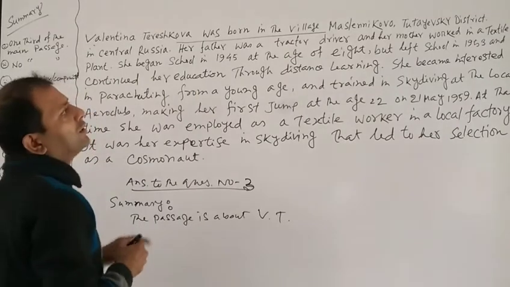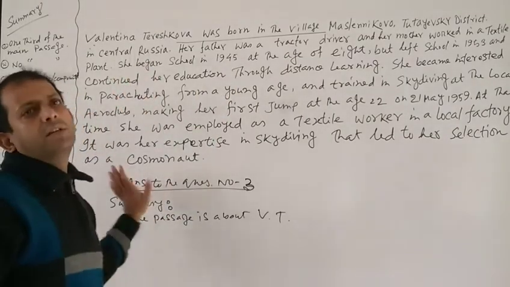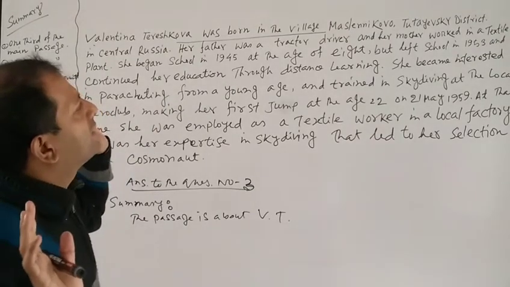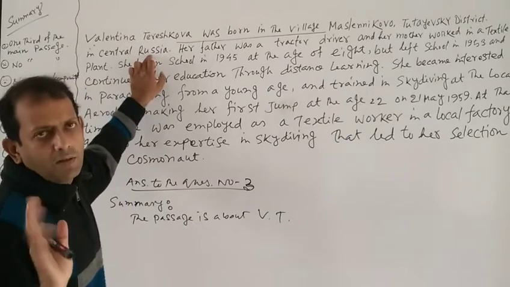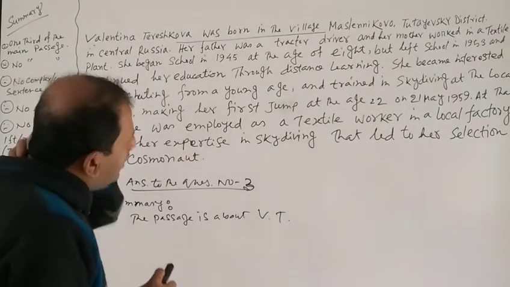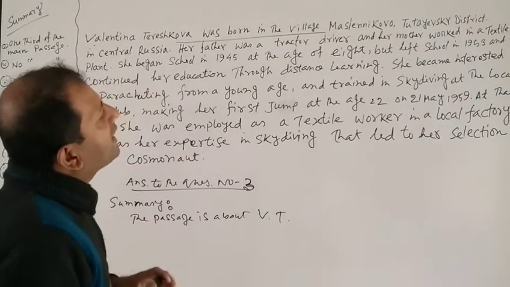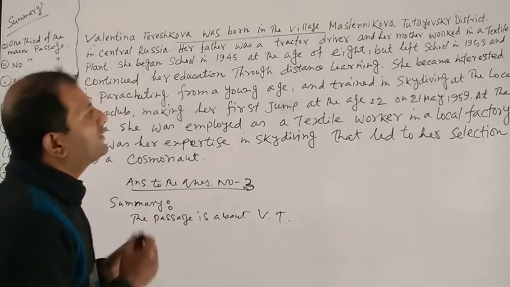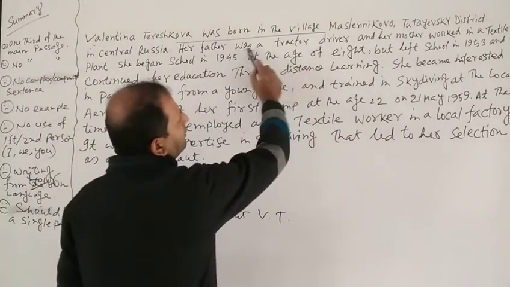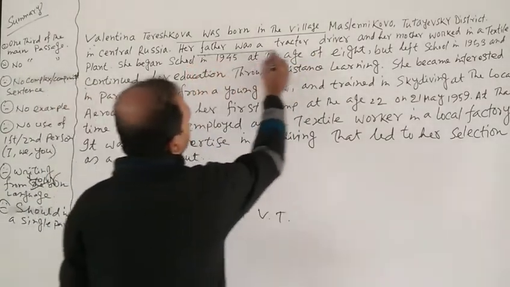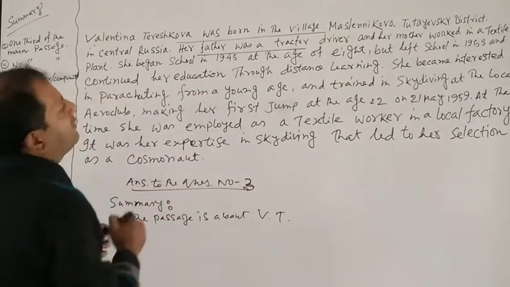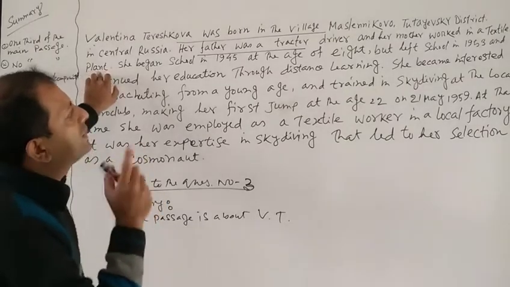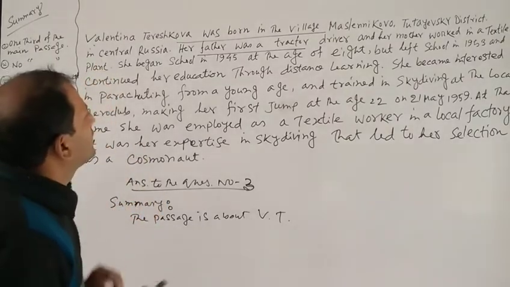No need to write down Totai district, Central Asia. You need not write it. Just write down she was born in a village Maslennikov in Russia. Okay, in short, you will write in short form. Her father was a tractor driver and her mother worked in a textile plant. Suppose this sentence, and mother was a textile plant worker. Just write it like this in the sentence.